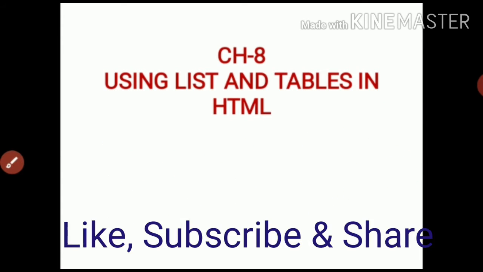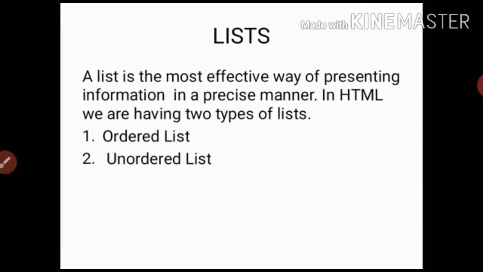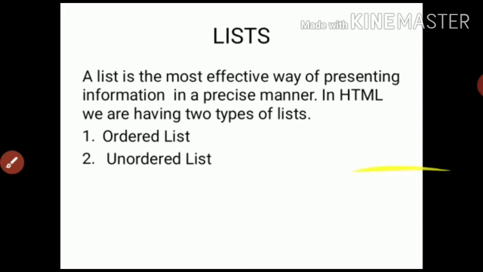Right. Now we just have to create the list in this HTML. What is actually a list? A list is the most effective way of presenting information in a precise manner, right? Where we just want to write down the things in a particular order, that is basically known as a list. Here we have two types of list. One is the ordered list, another one is an unordered list. So first we have to start with the ordered list.